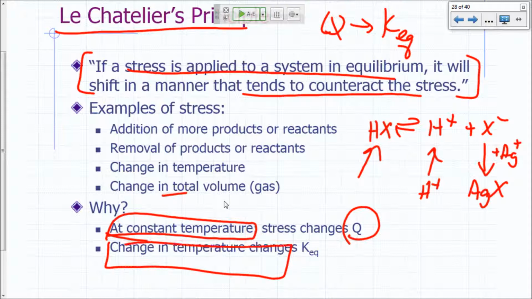Or you can change the temperature. That will also lead to a stress, because if you change the temperature, then you've changed K. So whatever Q you have there is no longer equal to K. So the net effect of a stress on a system that's already at equilibrium is that you're making Q not equal to K. Either you're changing Q while maintaining K, or you're changing K by changing the temperature.